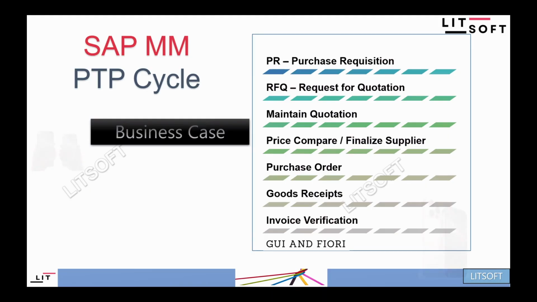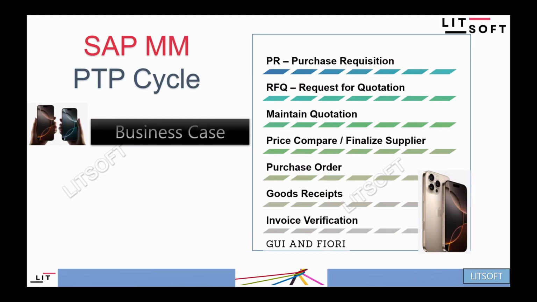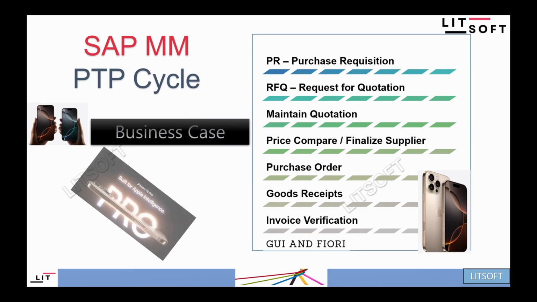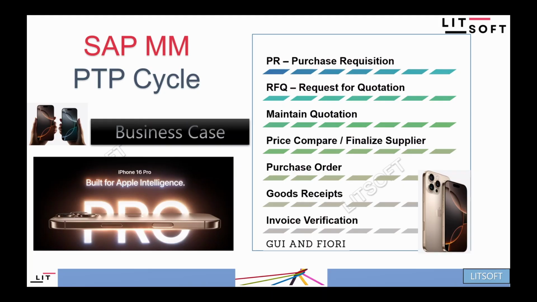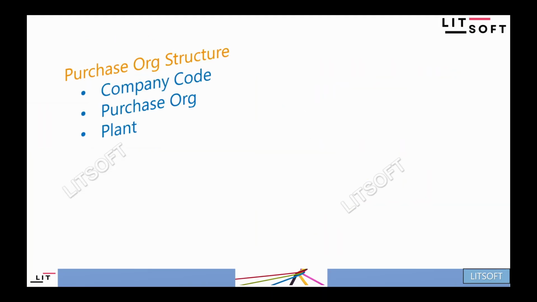Let's take the business case. I hope you recognized the item, the iPhone. So what is the version? Yes, this is iPhone 16 Pro. The purchase organization structure will have the org elements: company code, purchase organization, and plant.